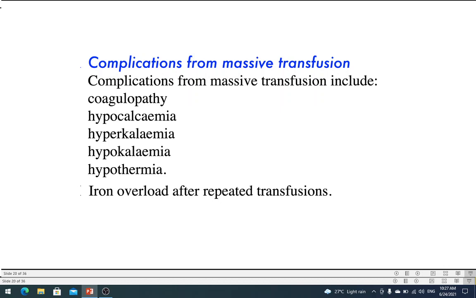Then hypocalcemia, because you are giving all those chelating agents, you can produce hypocalcemia. Hyperkalemia, because of the breakdown in stored blood, the RBCs tend to break down and release potassium from the cell. You get hyperkalemia. Paradoxically, you can also get hypokalemia. Then I told you the blood is stored at low temperatures, isn't it?